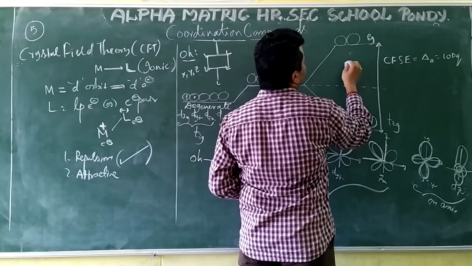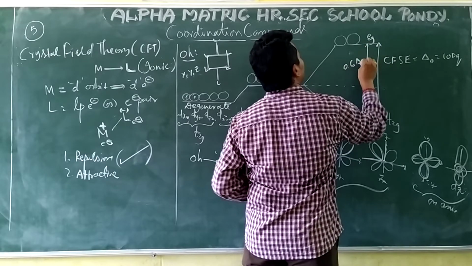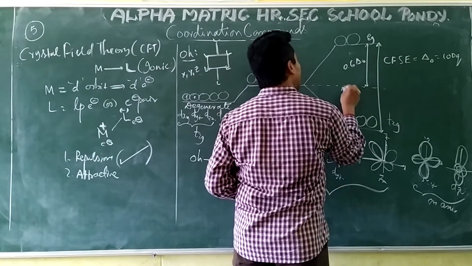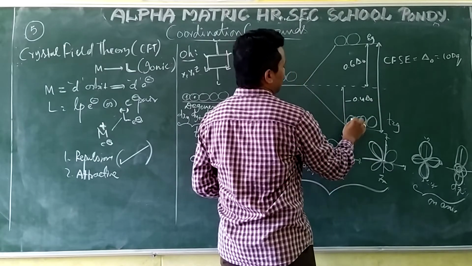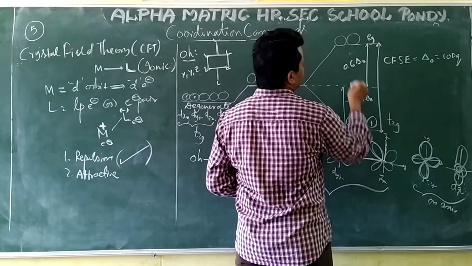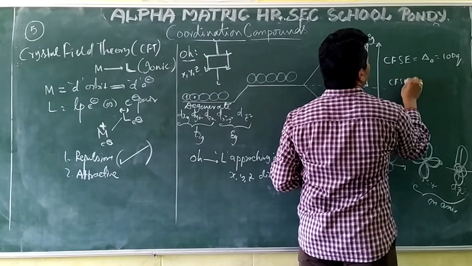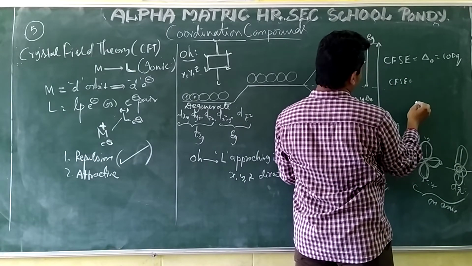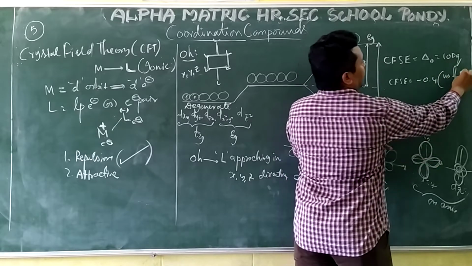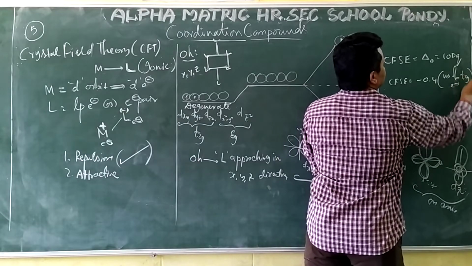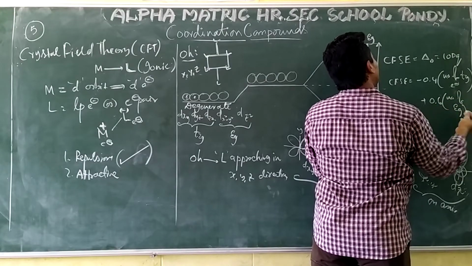How much higher? This part we are going to say as 0.6 delta naught. This value we are going to say as minus 0.4 delta naught. In case here one electron is there, here one electron is there, here one electron is there, here one electron is there. At that time, the formula for crystal field stabilization energy is equal to minus 0.4 into number of T2g electrons plus 0.6 into number of Eg electrons.